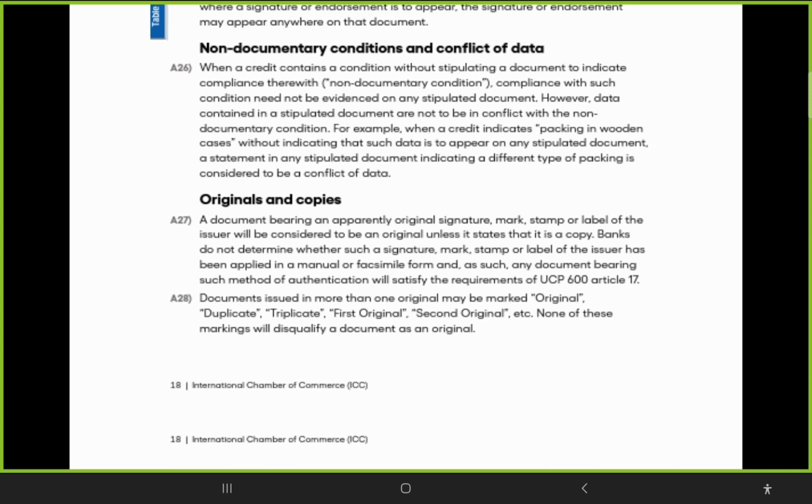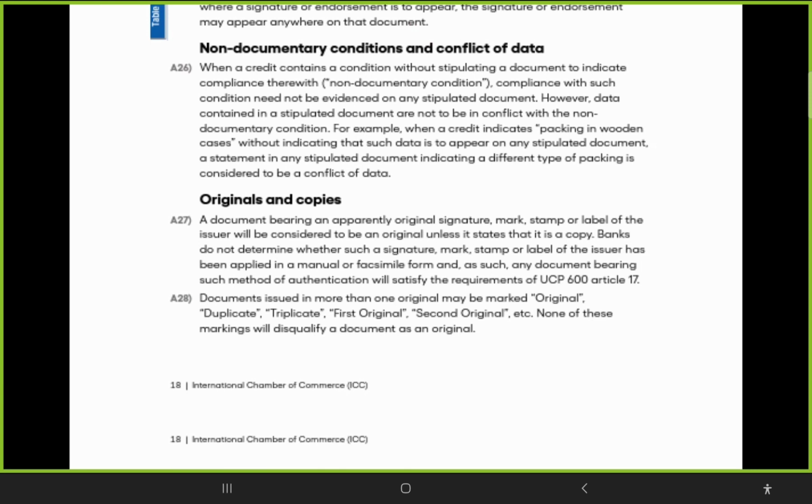Documents issued in more than one original may be marked original, duplicate, triplicate, first original, second original, etc. None of these markings will disqualify a document as an original. So what they are saying is original is the first copy, duplicate is the second copy, triplicate is the third copy. But generally, why they are specifically giving this paragraph is that sometimes we may tend to think that duplicate is not an original, which is not the case.